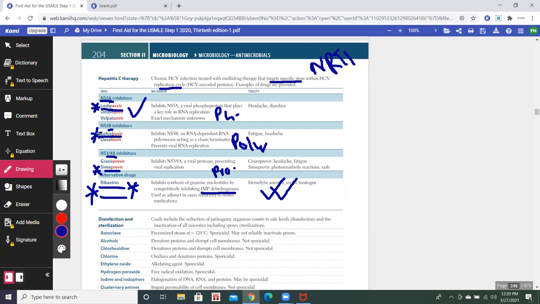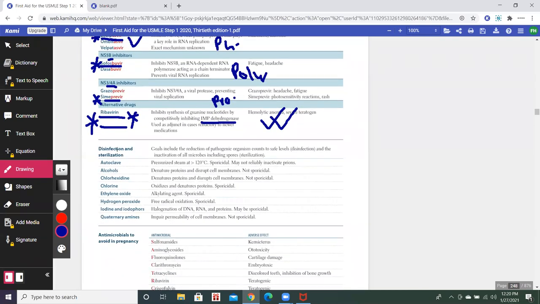All you have to remember is you will get questions regarding sofosbuvir, where they will only try to know the name. Or if they try to make harder questions, they can try to exclude whether you have knowledge about hepatitis C or HIV. So they can add these drugs in the answer stem to see whether you can exclude them. Okay, so that's that. Next one is disinfection and sterilization.